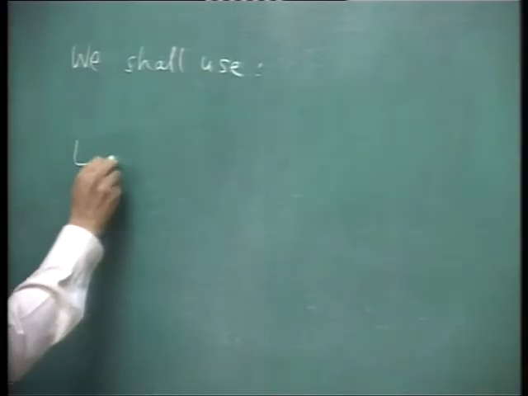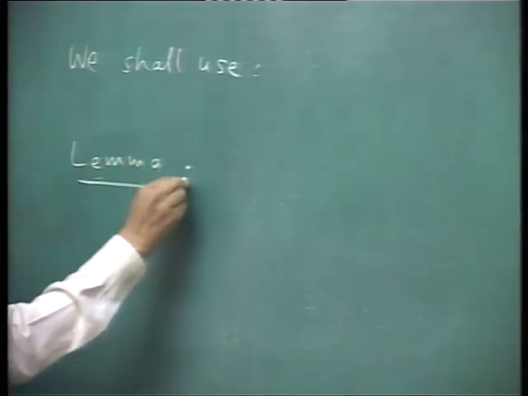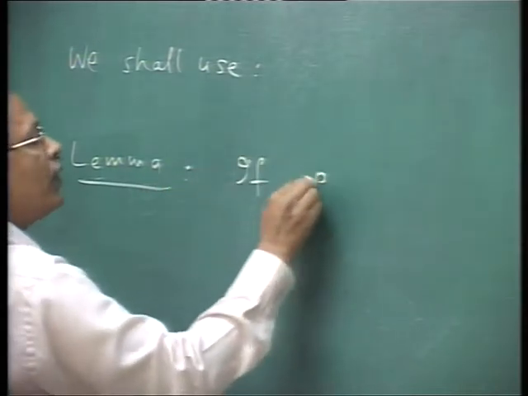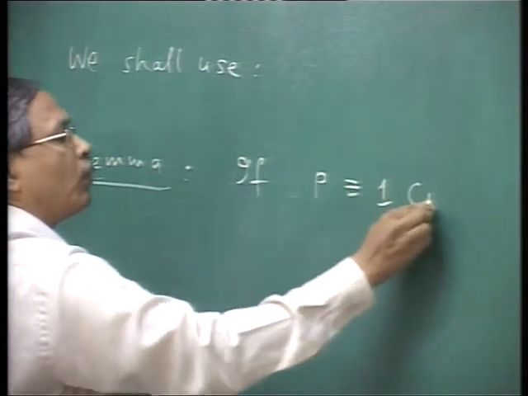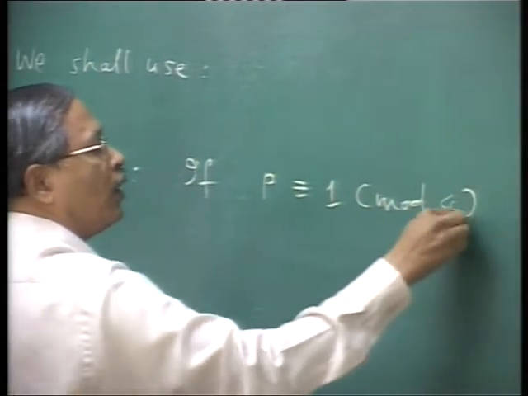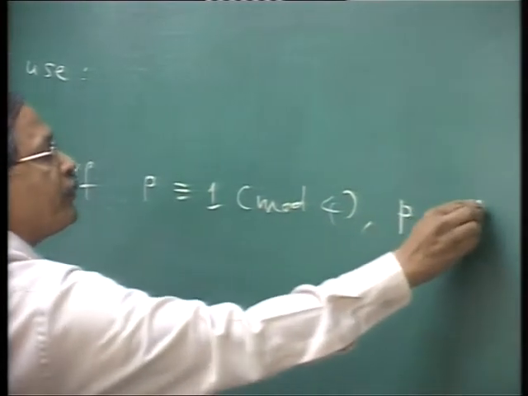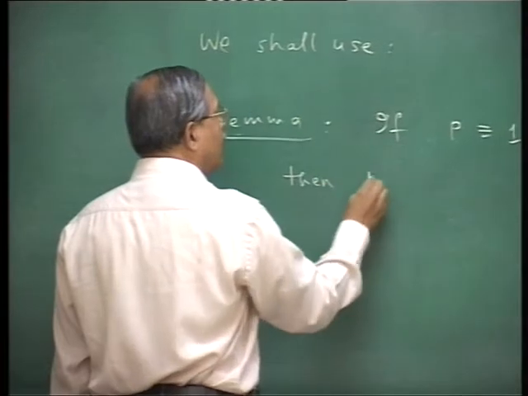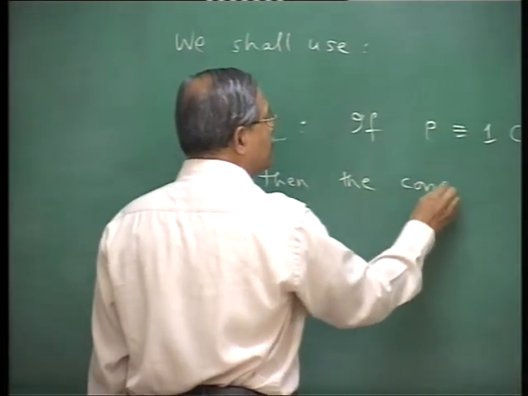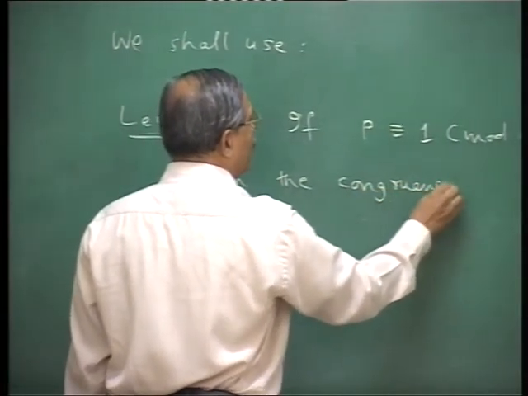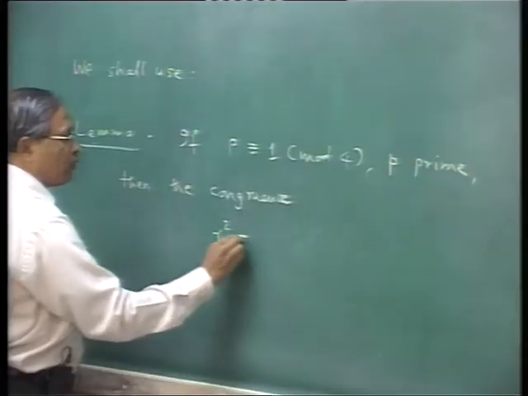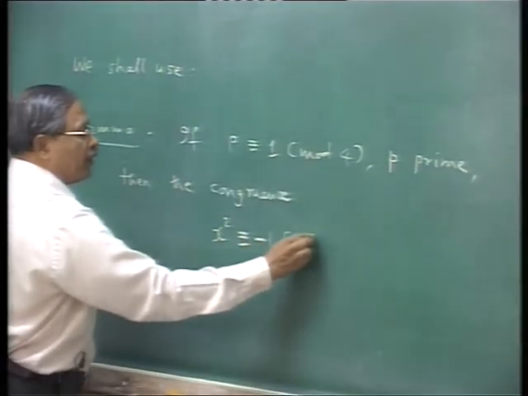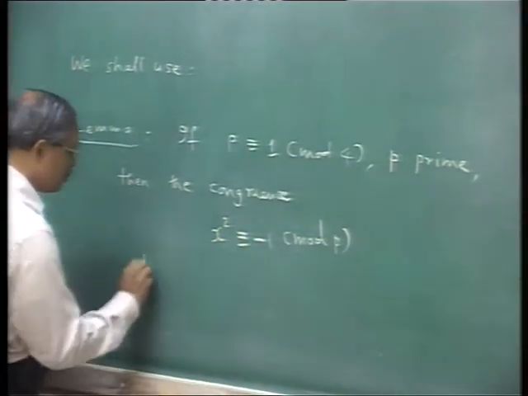we can say this is a lemma now. If p is congruent to 1 mod 4, p prime, then the congruence x square congruent to minus 1 mod p has a solution.